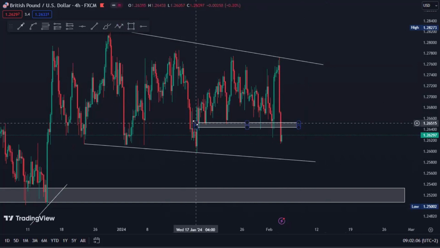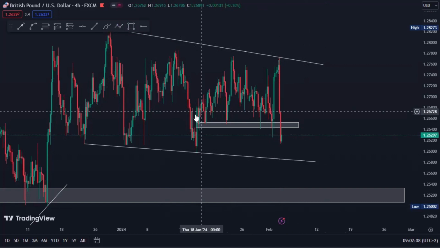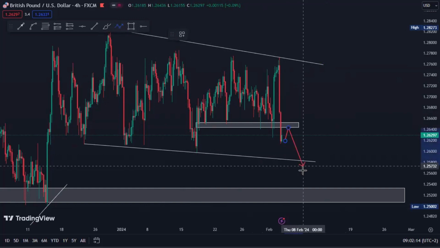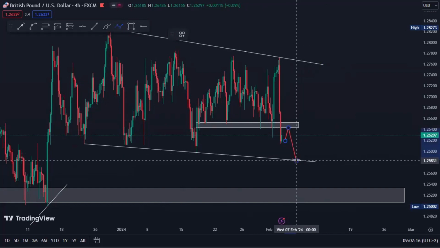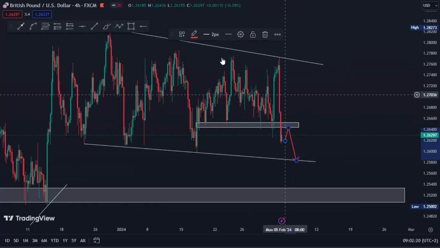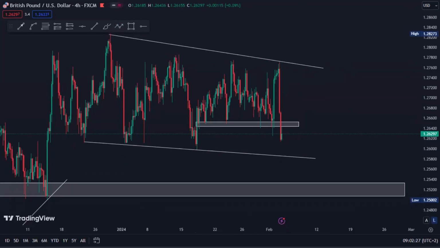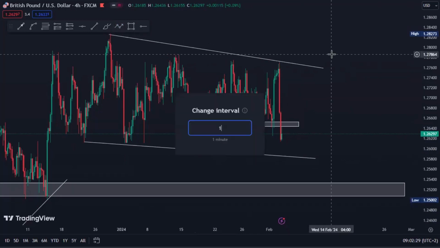So now the market has broken this level. The market came back here and retested this level. So we're expecting a push to the downside. Right. We're expecting that to the downside. So how are we going to approach that? Because I don't want us to go against the trend. Let's go to H1.